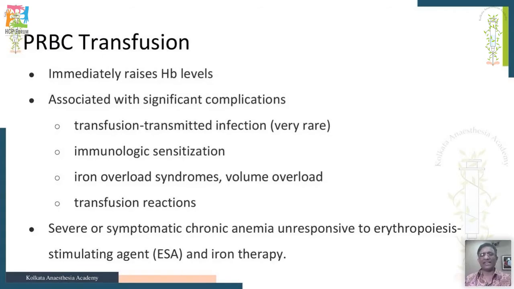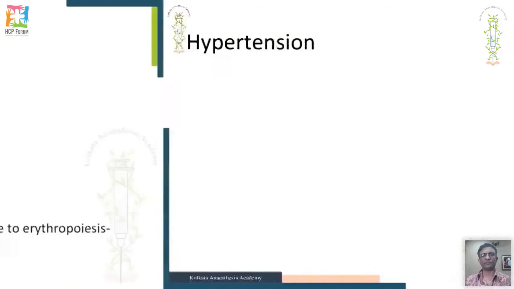PRBC transfusion, easy way out. It immediately raises the hemoglobin levels. Why we do not want it, as I said, if they're potential candidates for renal transplant, you do not want immunological sensitization, plus the standard things: iron overload, fluid overload, transfusion reactions, infection.